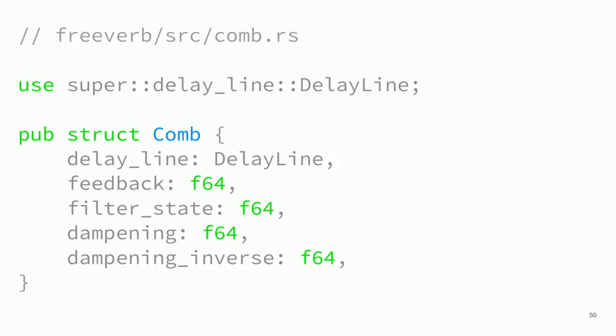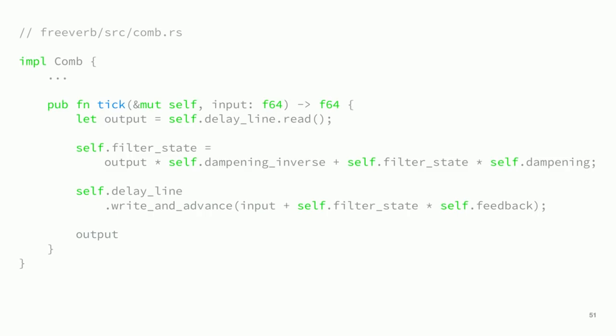The comb filter is slightly more sophisticated. Again, it's a delay line with feedback, but here we have some filter state. There's a one-pole filter embedded in this. And here's the tick function. We're, again, reading a value out from the delay line, applying some filtering, and then putting it back into the delay line and returning the output.